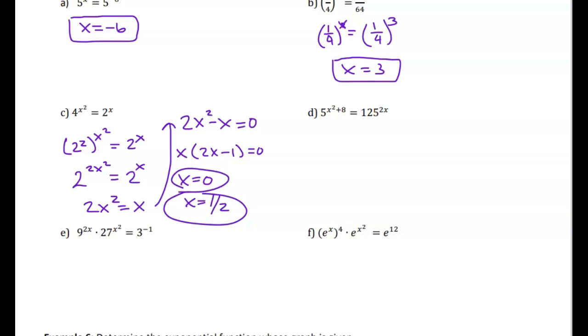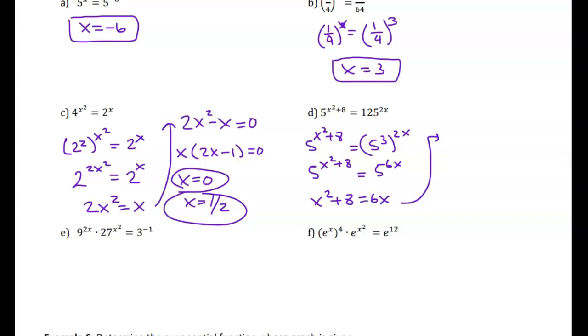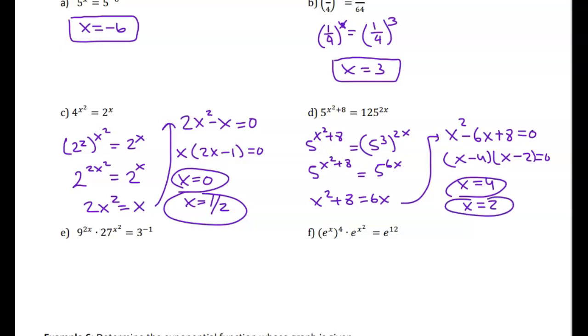All right, let's look at D. So this has a base of 5. This has a base of 125. So we can rewrite 125 as 5 to the 3. 5 to the x squared plus 8 equals 5 to the 3, to the 2x. 5 to the x squared plus 8 equals 5 to the 6x. Bases match, we can get rid of them. x squared plus 8 equals 6x. Right, this is a quadratic, so we're going to put everything to one side. x squared minus 6x plus 8 equals 0. Factor: (x minus 4)(x minus 2). We get x equals 4 and x equals 2. Yeah, that's it.